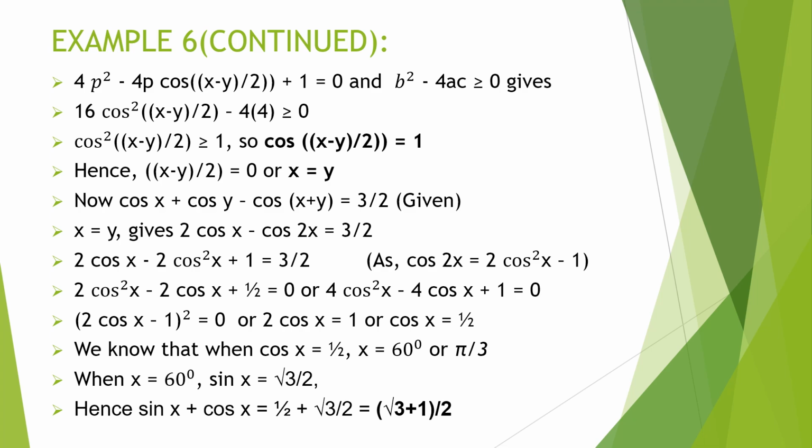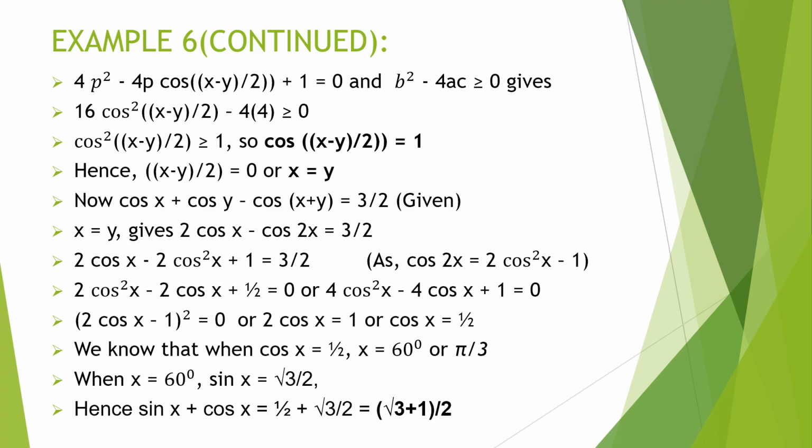So b² minus 4ac is 16 cos²((x−y)/2) minus 16, which should be greater than or equal to 0. We take 16 common, so basically cos²((x−y)/2) minus 1 should be greater than or equal to 0, or cos²((x−y)/2) should be greater than or equal to 1. Now we know that the range for cos is minus 1 to 1, so greater than 1 is not possible. So cos²((x−y)/2) should be equal to 1, or cos((x−y)/2) should be equal to 1.